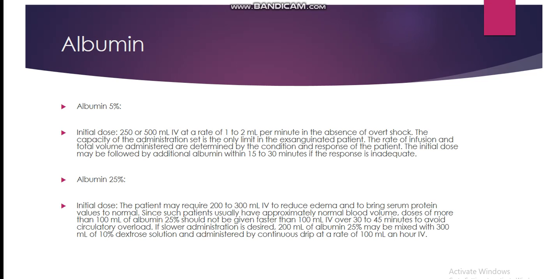Albumin is delivered in two percentages: albumin 5% and albumin 25%. Albumin 5% is initially loaded at a rate of 250 to 500 milliliters intravenously at 1 to 2 milliliters per minute in the absence of overt shock. The interval of administration will be between 15 and 30 minutes.